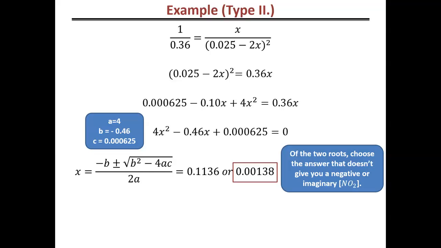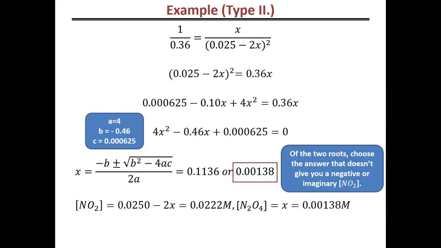Don't forget, the point of doing all of this math was to find x. X represents the amount of N2O4 we produced. It also represents, when we double it and subtract it from 0.025, the amount of NO2 left. So I hope this helps you walk through A, why we reverse the reaction in order to do the equilibrium concentration calculation, and B, it gave you a little primer or review on how to deal with quadratic equations and how to evaluate what roots are appropriate.